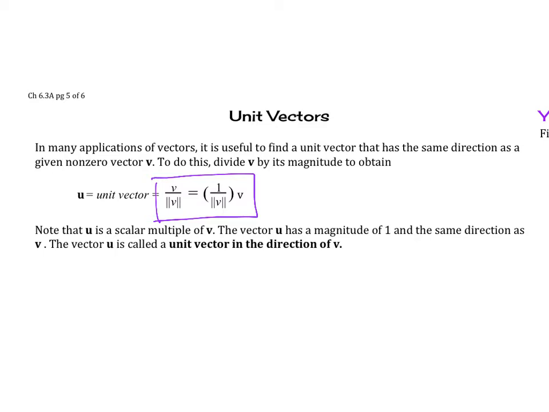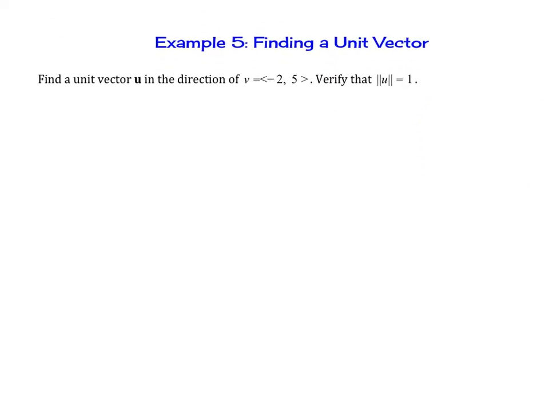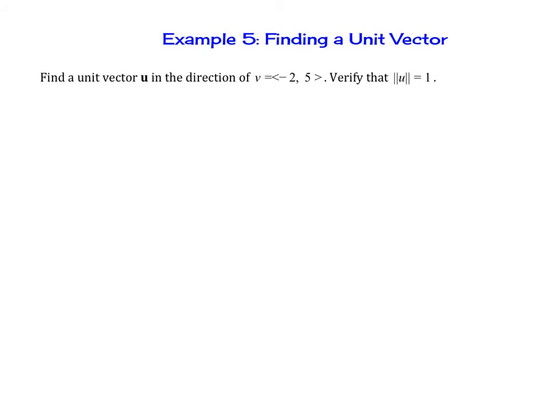So note that u is a scalar multiple of v. The vector u has a magnitude of 1 and the same direction as v. The vector u is called a unit vector in the direction of v. So let's try it out. Finding a unit vector. So we're going to find the unit vector u in the direction of v equals negative 2, 5, and verify that the magnitude of u is 1.